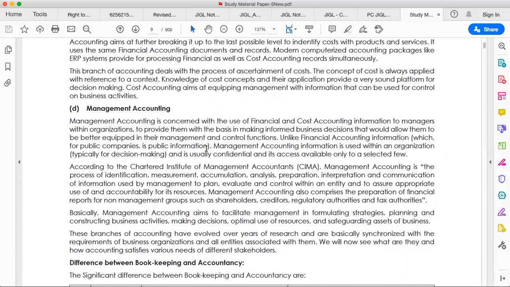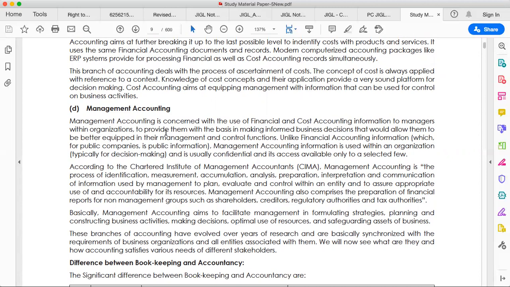Then the last definition comes as management accounting. What is management accounting? Now, many times we get confused between cost accounting and management accounting. Why? Because cost accounting helps decision making for management. Management accounting also many times helps in decision making of the management. We'll go into theory, then we'll look into the differences between them.